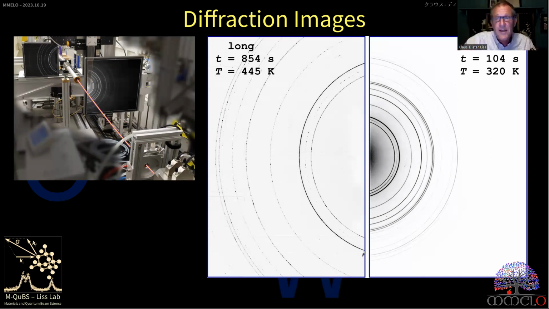But what I show here, to the right, we have a temperature. This is taken at this time, 104 seconds, and temperature 320 Kelvin. We have smooth rings. So the rings, they're continuous. They may have some texture, but they're continuous. While at 445 Kelvin, we can make out spots, dots on the rings. And this is due to grain growth.